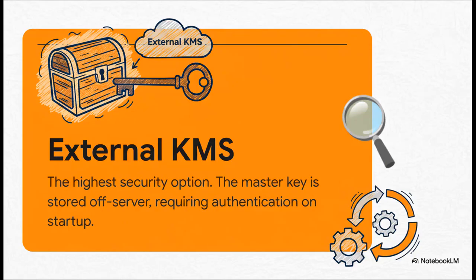And then we have the top tier, an external KMS. For any organization with really strict compliance rules, this is the gold standard. With a KMS, the master key isn't even on the database server. Nope, it's stored completely off server in a dedicated hardened appliance. So every single time your HANA system starts up, it has to reach out and authenticate with this external system just to get the key. This gives you amazing centralized control and, really, the highest level of security you can get.